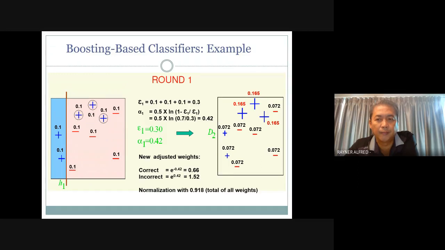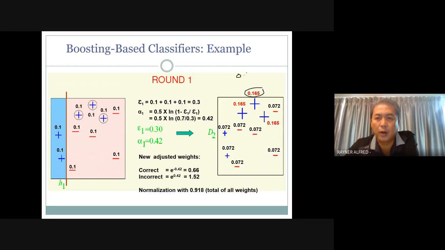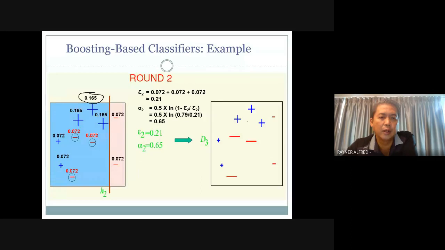Okay, so we get this one. This one we are getting from 0.152 divided by 0.918. Then we get this one. So this is your new normalized weightage for each individual document that you have. Now we go to the next round, starting from the beginning again.